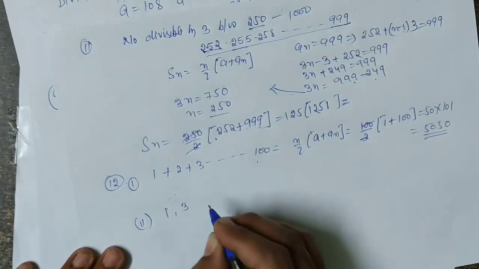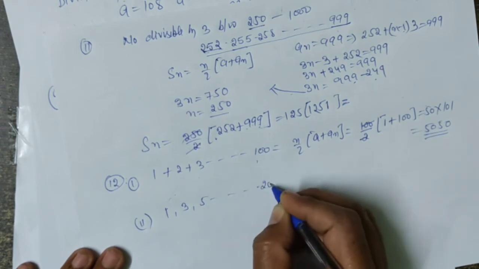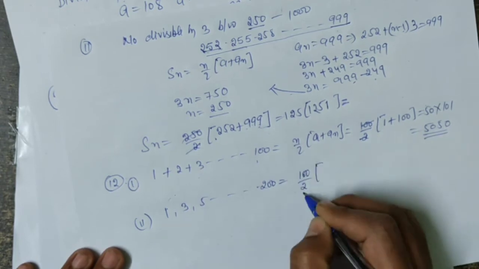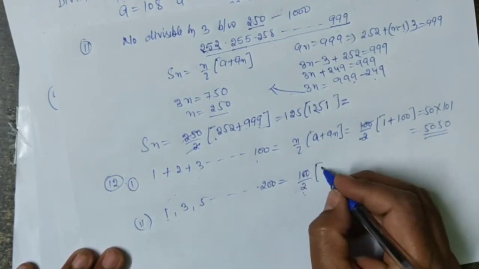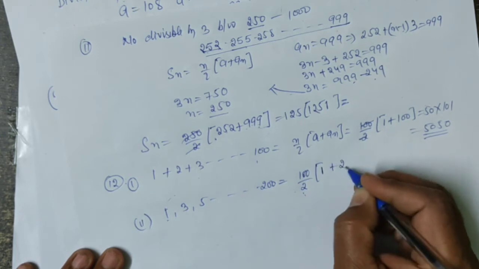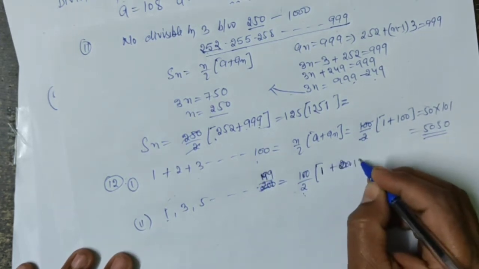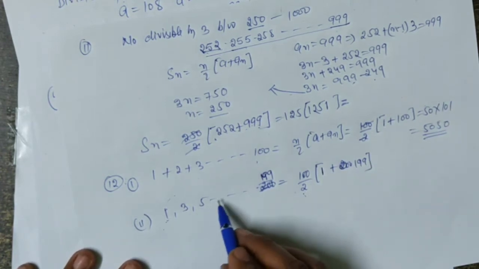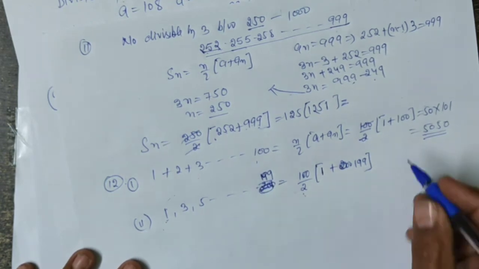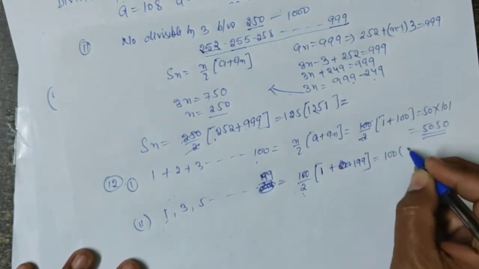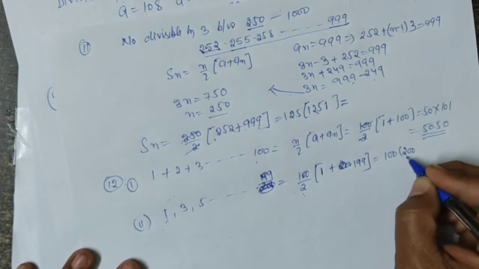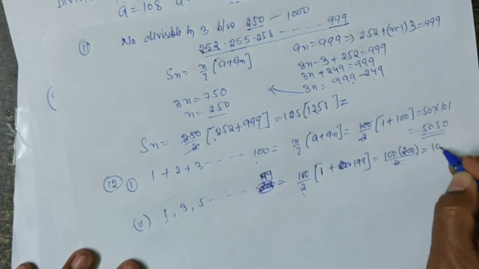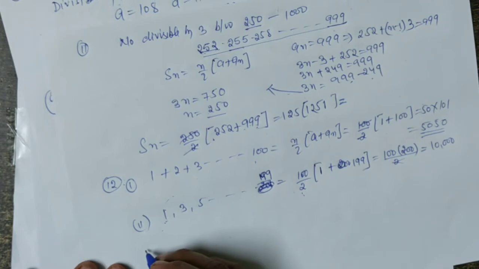The second part is the sum of the first 100 odd natural numbers. That is 1, 3, 5, and so on. How many are these? Total are 100. So 100 by 2. What is the first? 1. What is the last? The hundredth odd number is 199. Odd numbers start with 1, and the hundredth number is 199. This is 100 into 200 divided by 2. There will be 10,000.